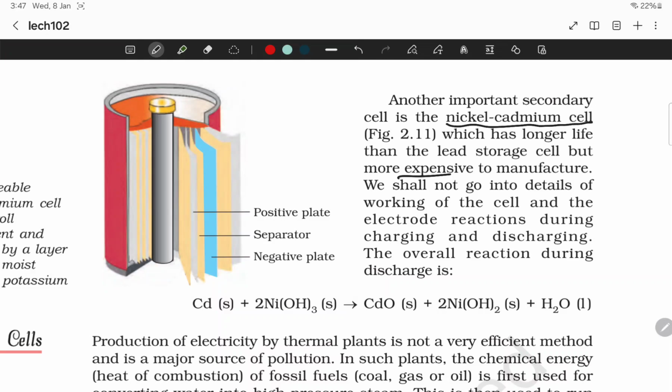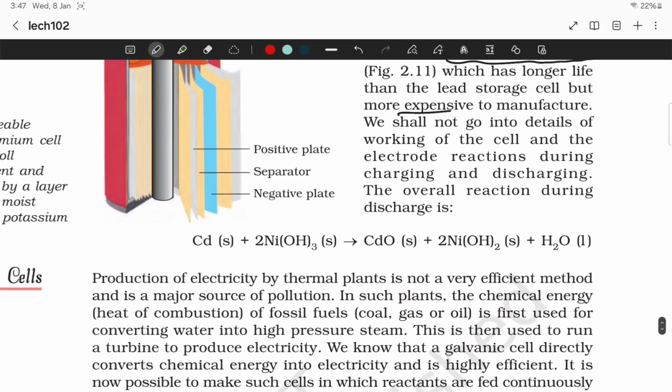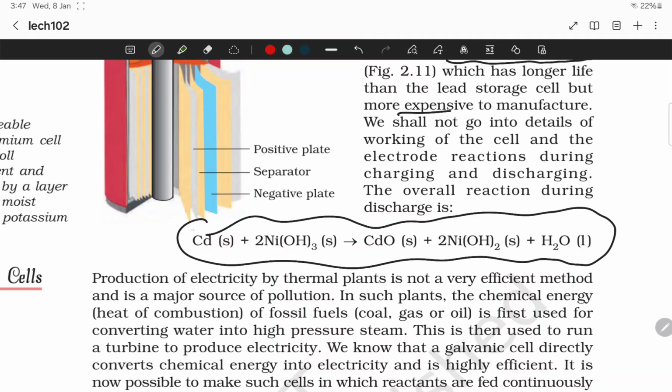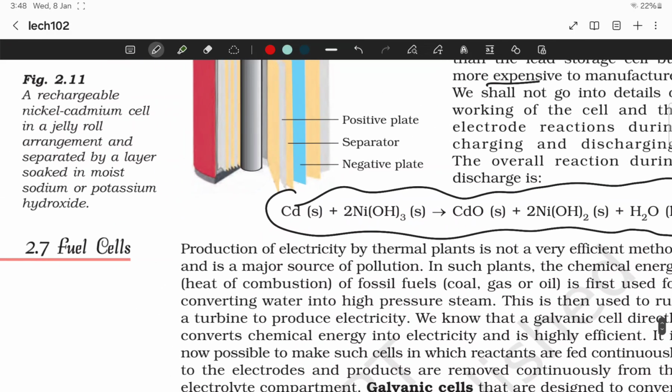Okay, we shall not go into the details of the working, because the overall reaction involves complexes that we have never learned. Just go through this reaction: Cd plus 2Ni(OH)3 gives CdO plus 2Ni(OH)2 plus H2O. Okay, now the next one is the fuel cell.